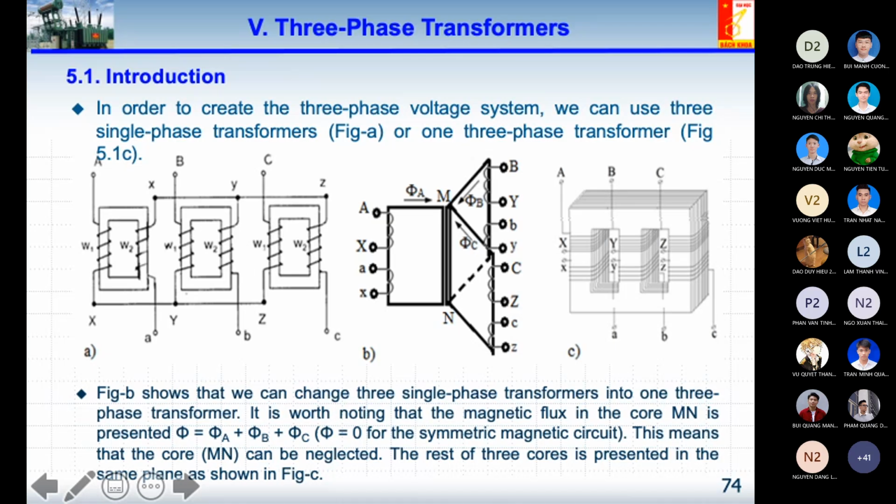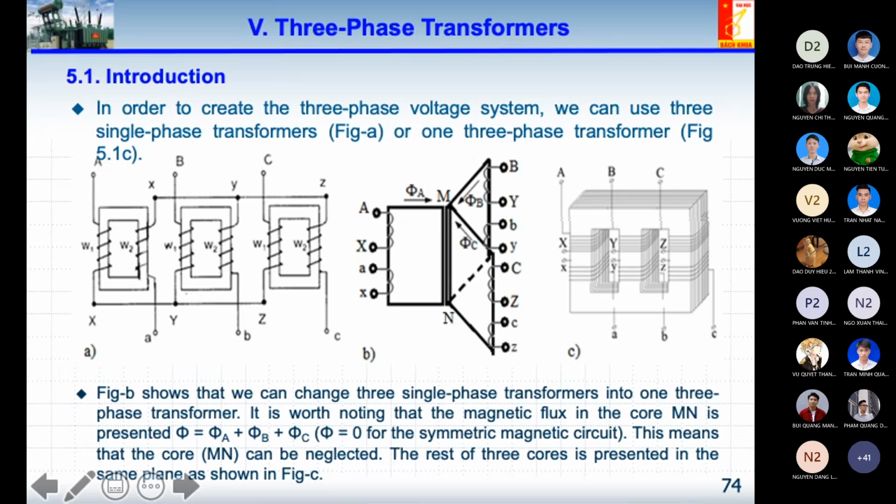If you look at phase A, of course, we have the beginning of phase A and the end of phase X, and of course we get phase B, Y, and phase C and Z. For each phase we get two different windings, the primary winding and the secondary winding. Let me explain to all of you again.